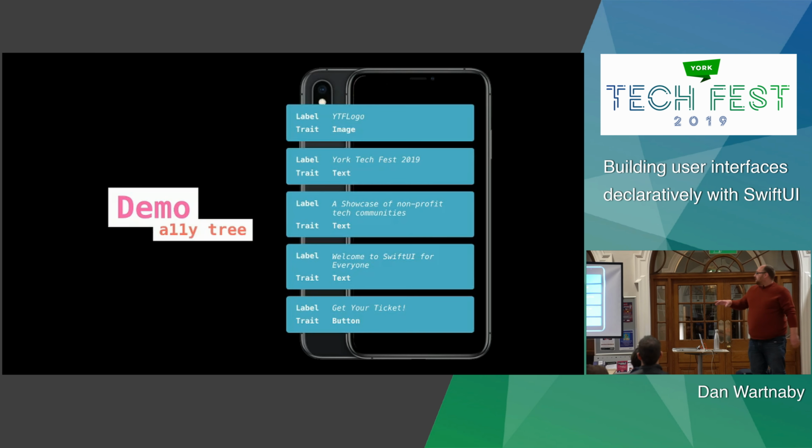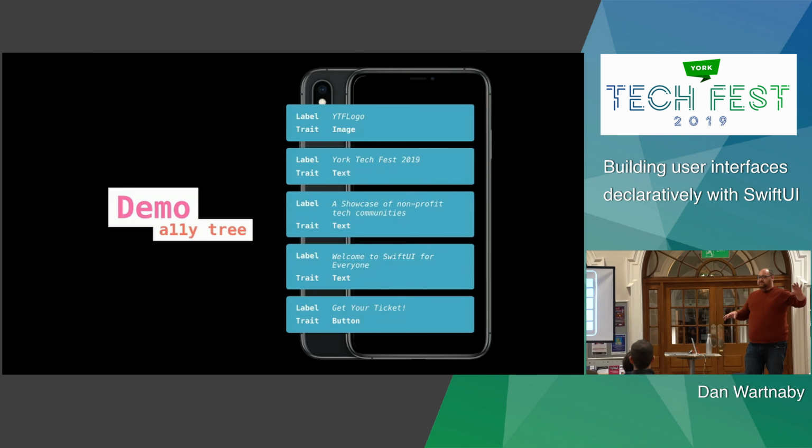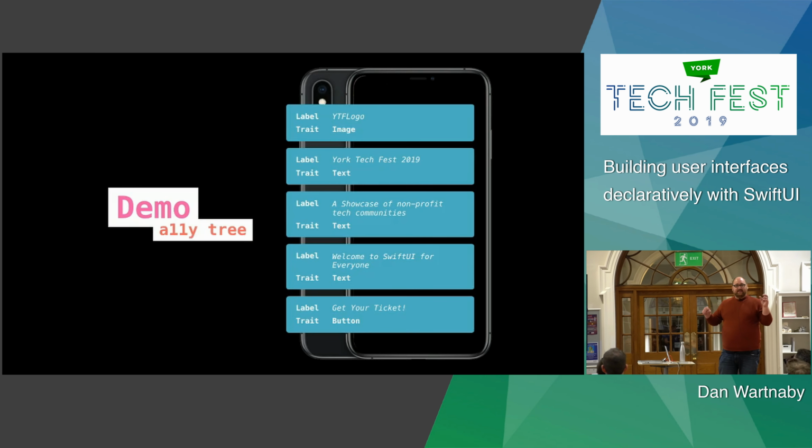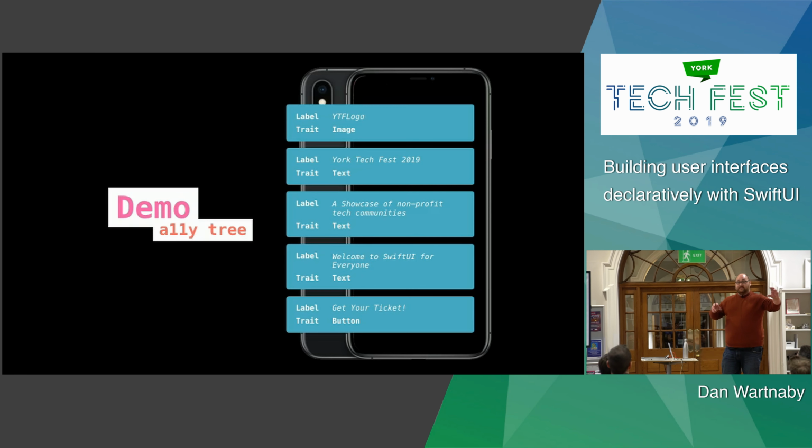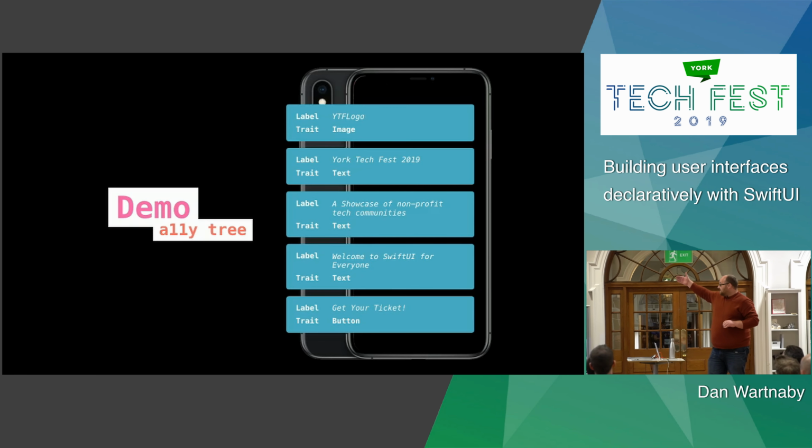Okay, how does it work? So, SwiftUI produces what's known as an accessibility tree. It's a little bit like a DOM if you're a web developer. It produces a hierarchical tree of metadata that describes what your UI is and how it can be interacted with. And this is it for that app.